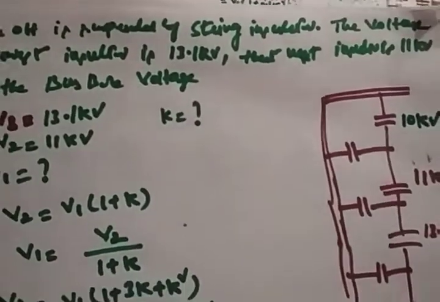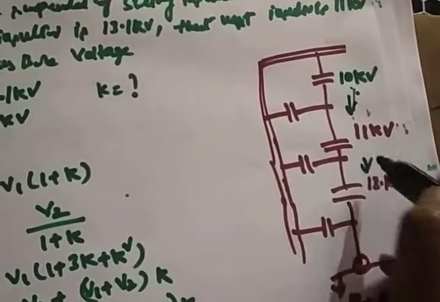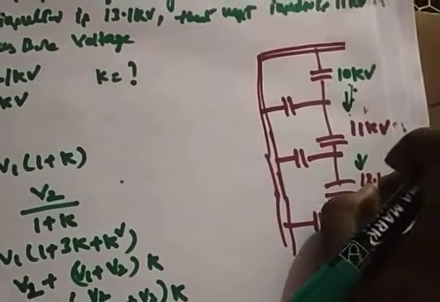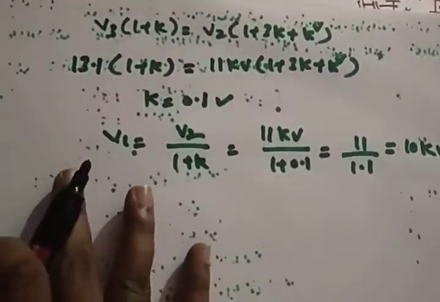10 kV you got. See, 10, 11, 13. The voltage goes on increasing, right? From top to bottom. That means the disc which is nearer to the conductor has a high potential. Next, what they asked: the total voltage.